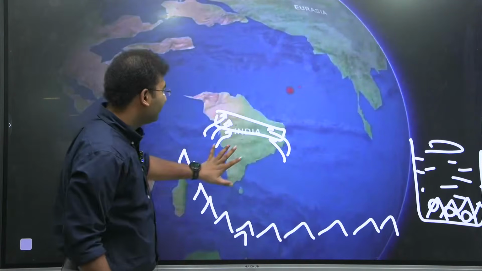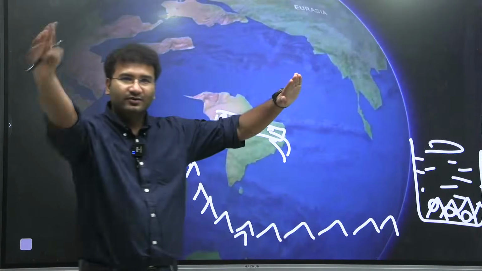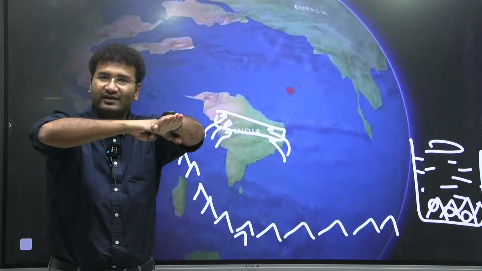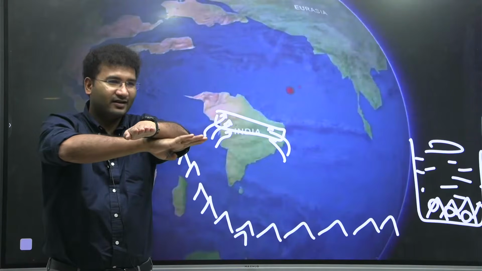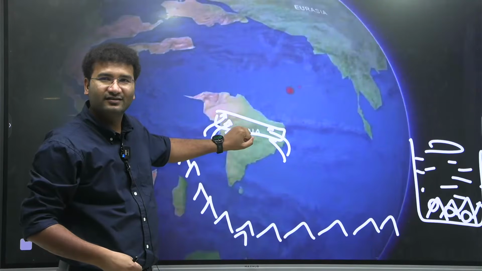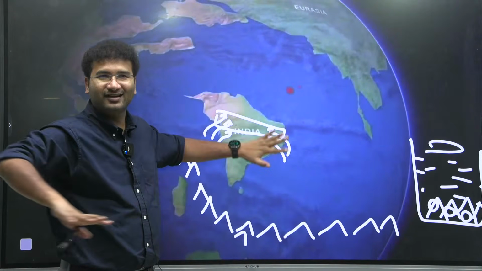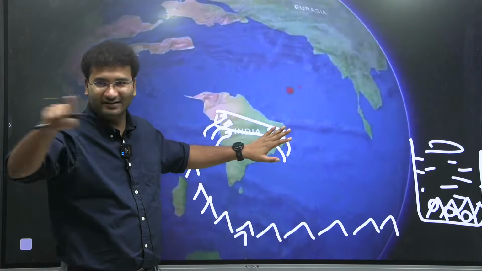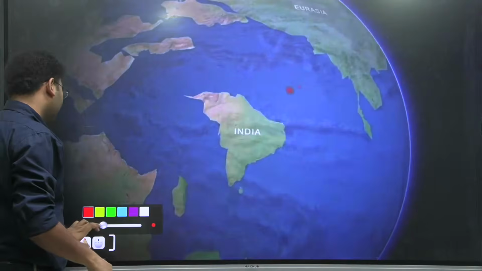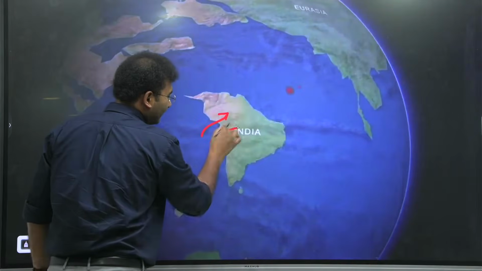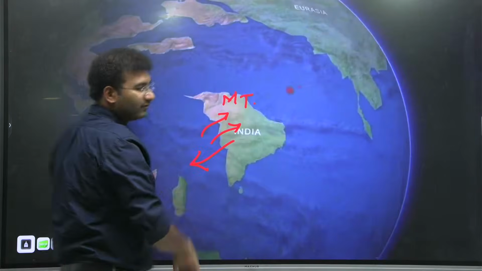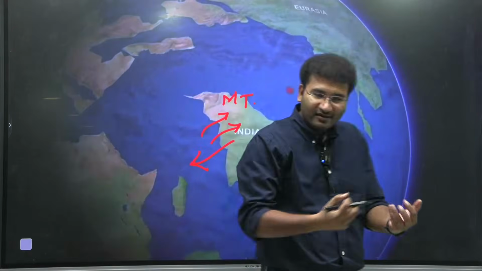And then India went and collided with the Eurasian plate. But a part of India went underneath and settled. Don't you think the size of India got shrunk? That means the water can recede back. Agreed? So if water enters onto the coastal area, we call this marine transgression. If water receded back from the coastal areas, that is marine regression.